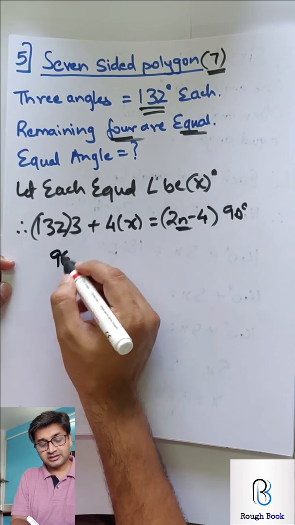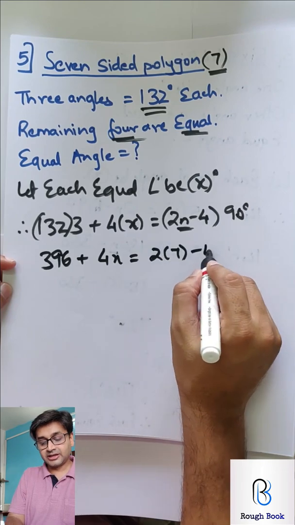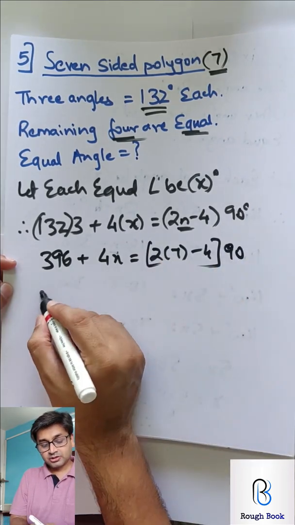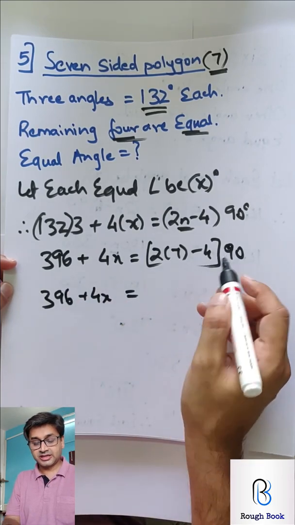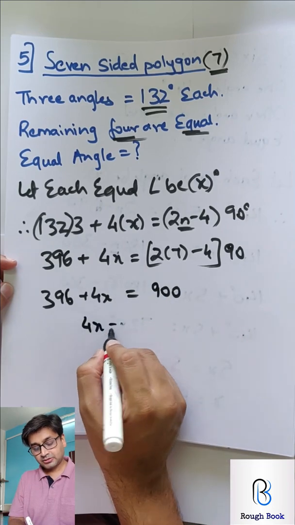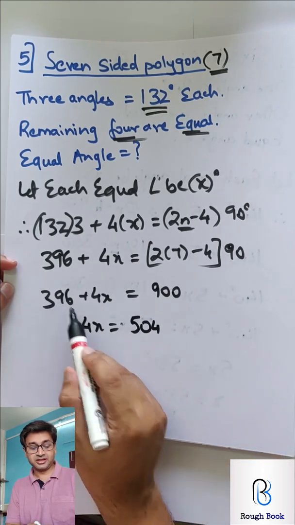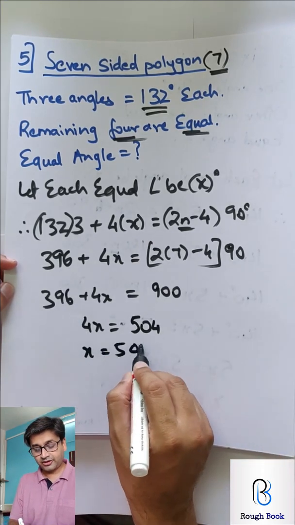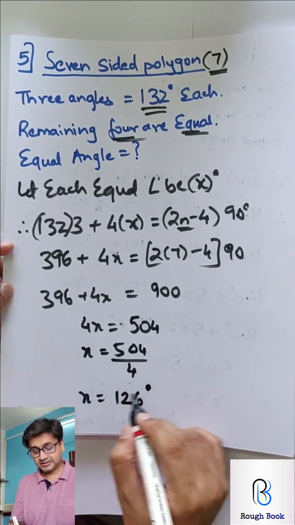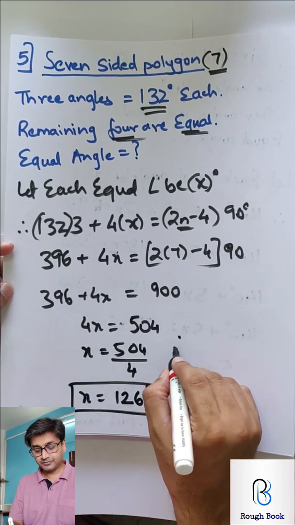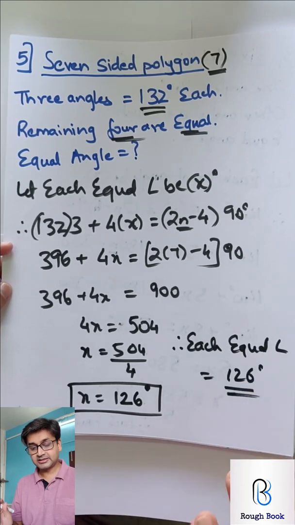So 3 2s are 6, 3 3s are 9, 3 1s are 3, and 4x equals 2 into 7 minus 4 into 90. So I get 396 plus 4x. 7 2s are 14 minus 4 is 10, 10 into 90 is 900. So 4x, 396 goes on the other side. So I should get 504. 5 plus 3, 8, and 1, 900. So x becomes 504 by 4. 4 1s are 4, 4 2s are 8, 6. So each equal angle is equal to 126.